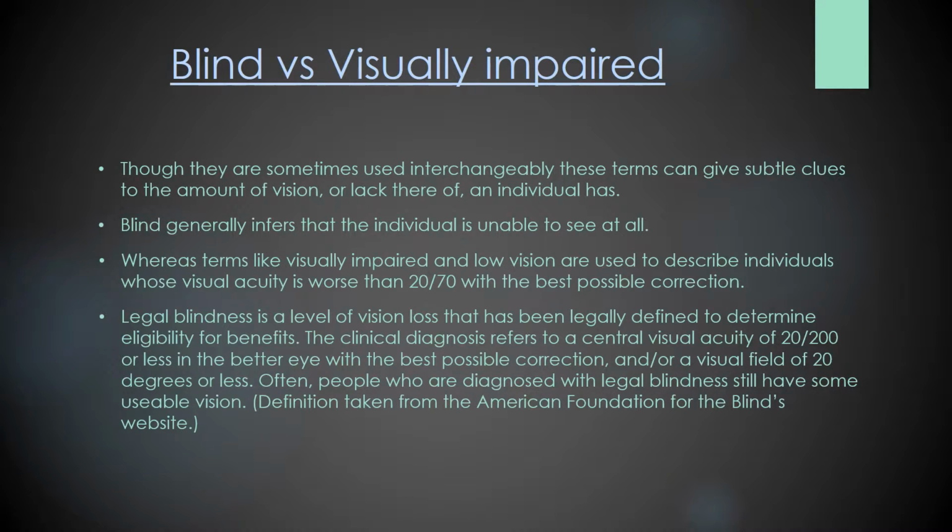Legal blindness is a level of vision loss that has been legally defined to determine eligibility for benefits. The clinical diagnosis refers to a central visual acuity of 20/200 or less in the better eye with the best possible correction, and/or a visual field of 20 degrees or less. Often people who are diagnosed with legal blindness still have some usable vision. Definition taken from the American Foundation for the Blind's website.